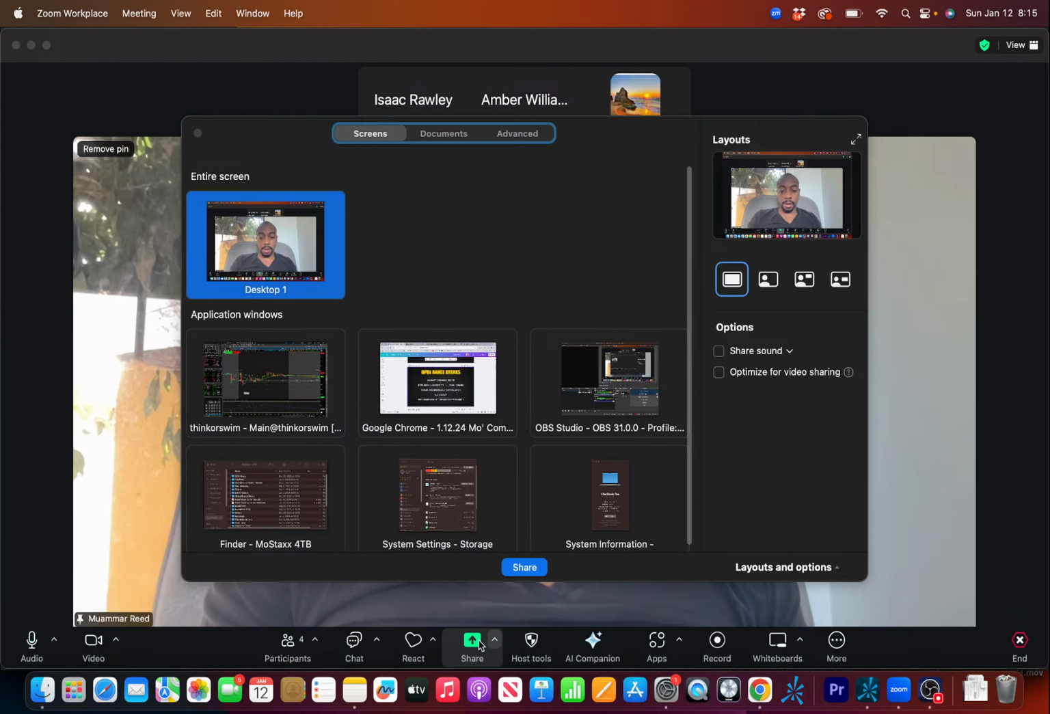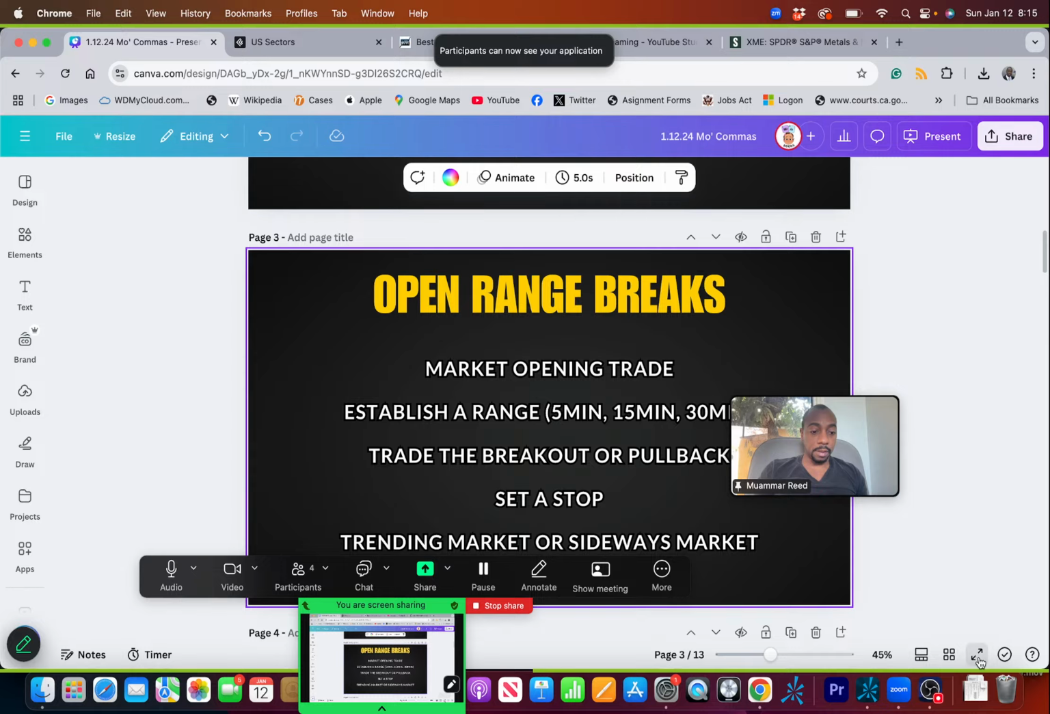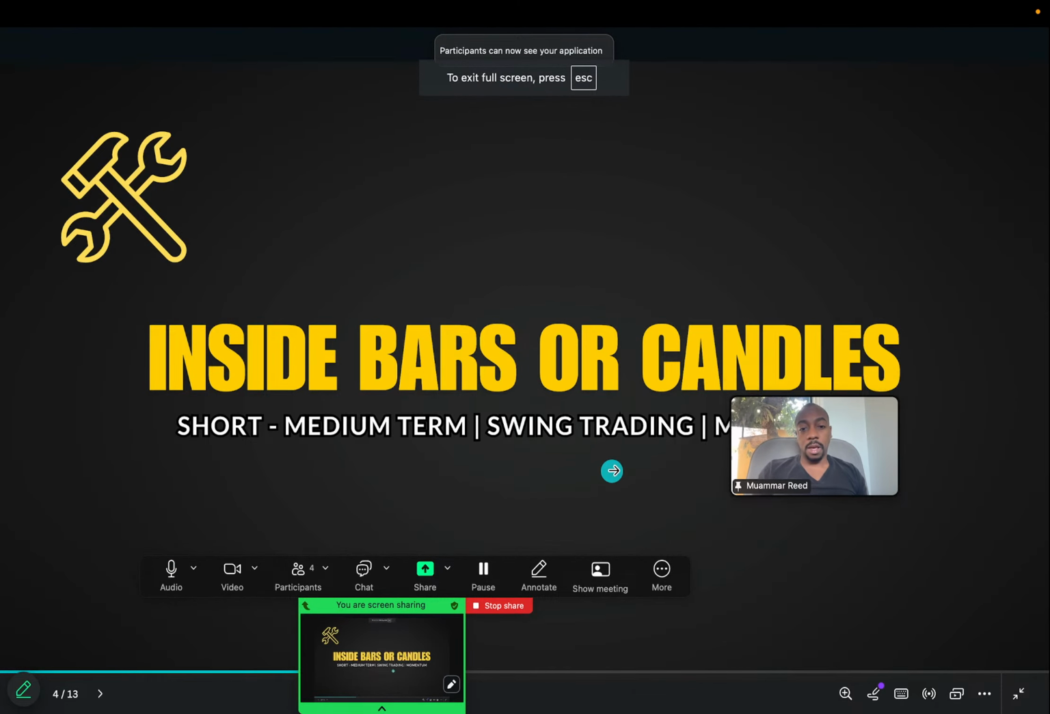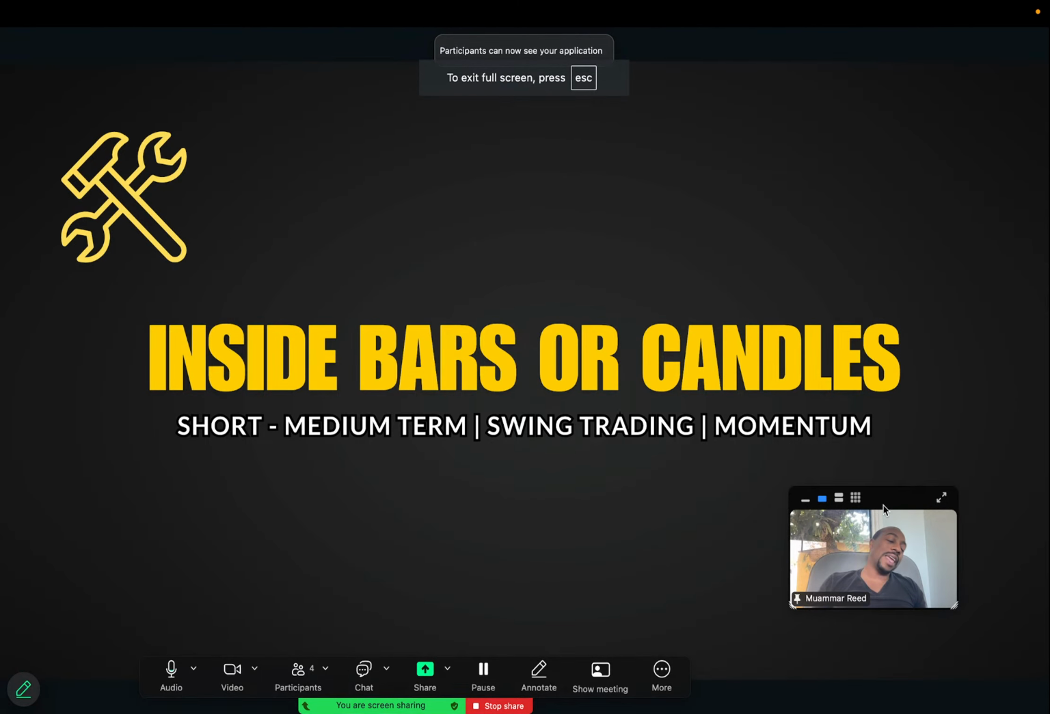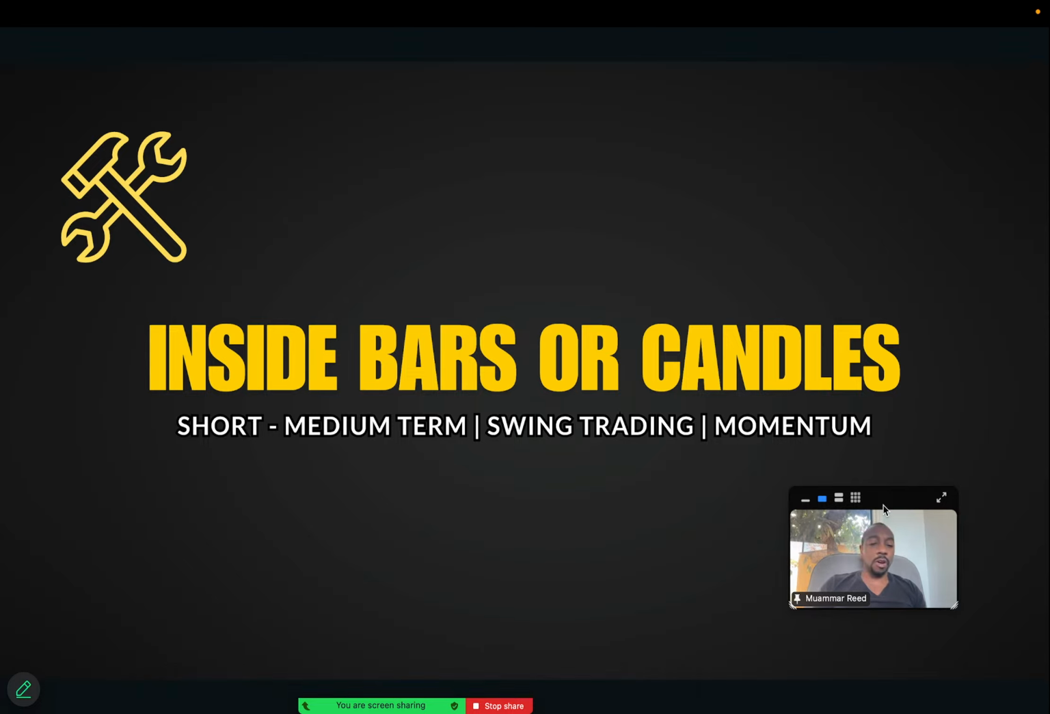All right, let's go to the next strategy. Inside bars or candles. This is also a short-term to medium-term strategy. You can use this for swing trading. This is also somewhat of a momentum strategy, meaning that I'm looking for a break of the top or the bottom of the inside bar or candle.